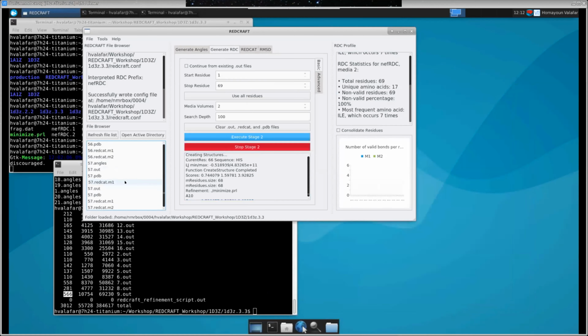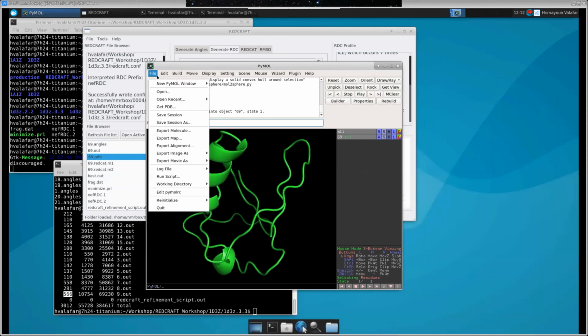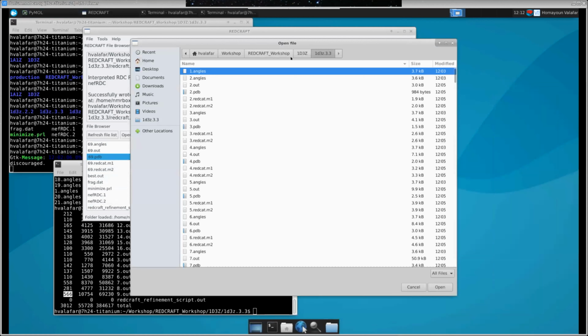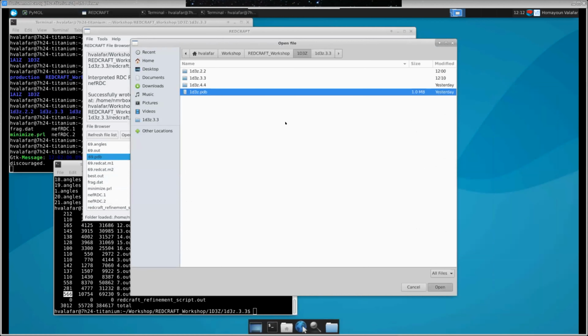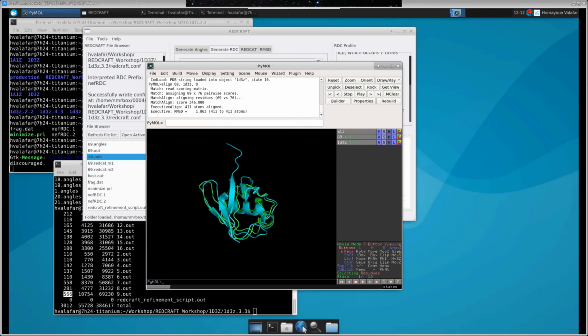Let me see how far the structure has gotten. I'm at, okay, so I guess it's completed. So at 69, if I was to open my structure, I am at 1.8 angstrom. The entire structure was calculated in a matter of minutes.